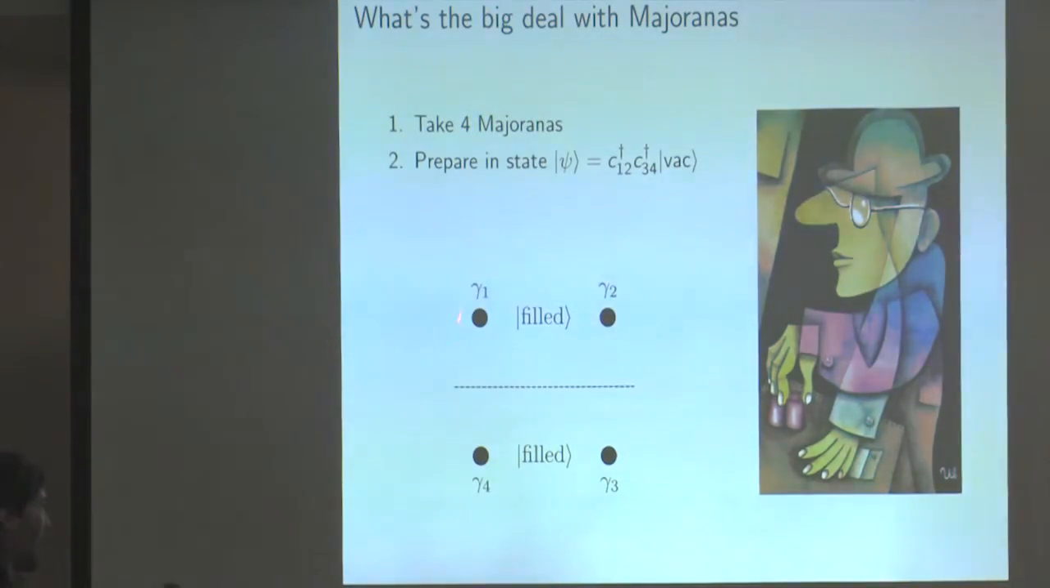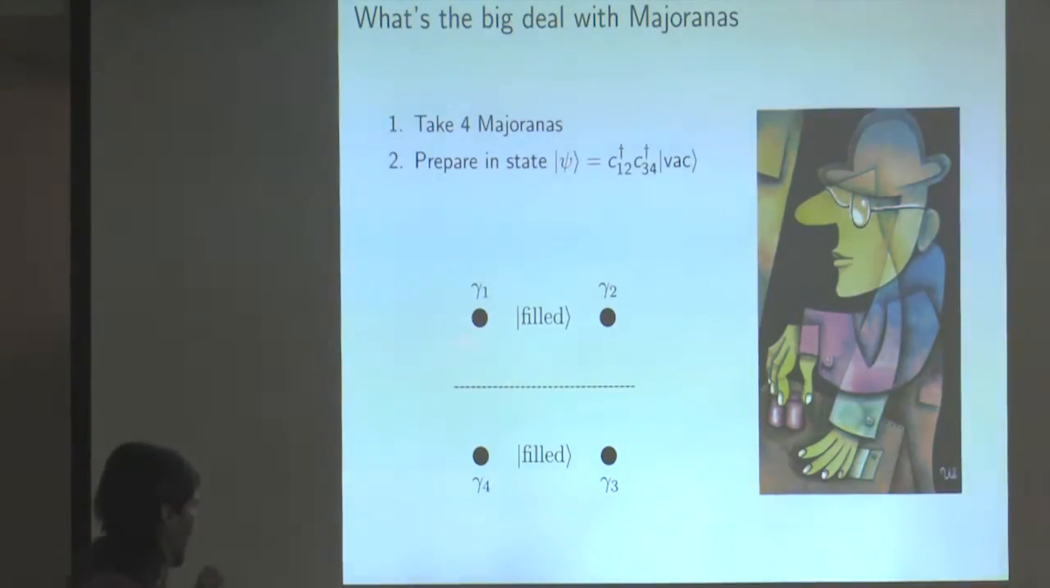So let's imagine I have these 4 Majoranas. When you say take 4 Majoranas, you mean take 4 operators, gamma 1, 2, 3, and 4? Is that what that actually means? Right, yes, what else?